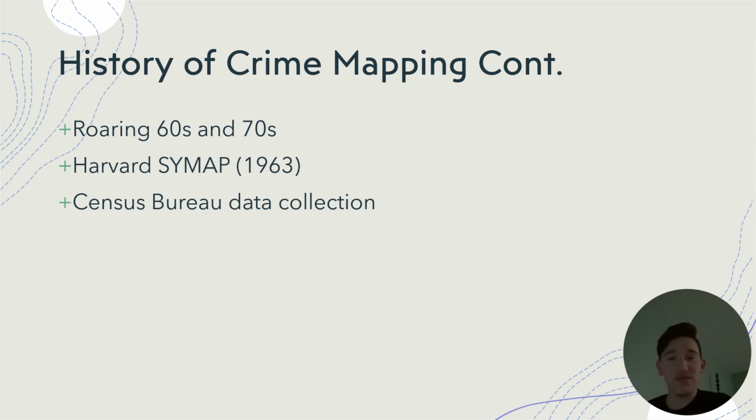The 60s and 70s is where there was a huge boost in crime mapping technology. Harvard Labs developed the first widely used crime mapping program in 1963 called SciMap. The Census Bureau also put a lot of effort into making detailed street maps and data for the whole country. This data is the foundation of modern crime maps. Eventually, ArcGIS was developed, and it became the most widely used and recognized crime mapping program in the world.